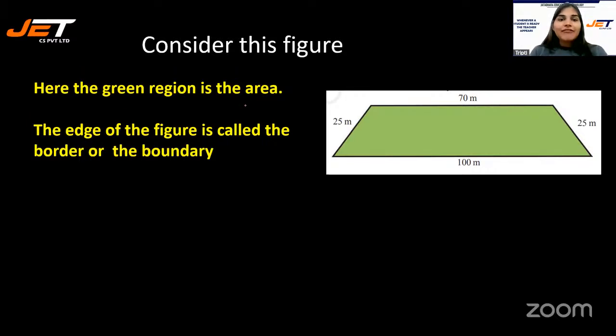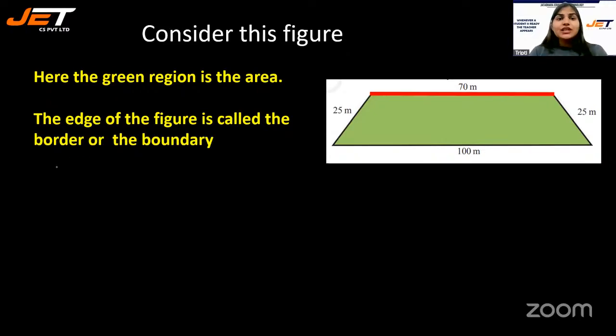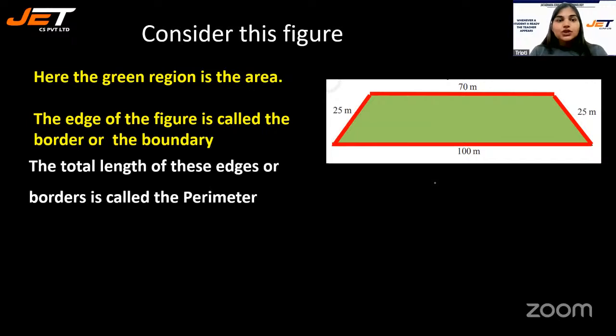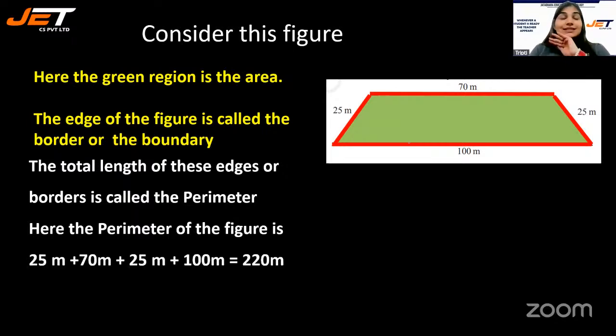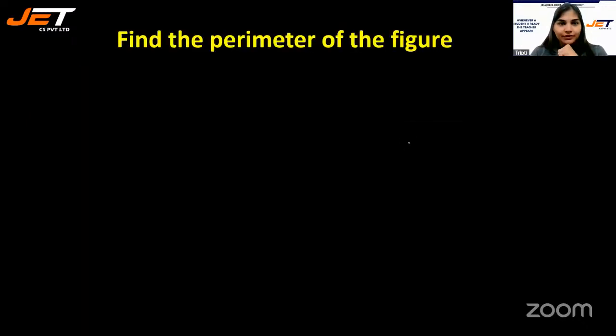Then we have the perimeter, the edge of the figure, the boundary. That you can see in red, that is the boundary. This is called the perimeter. The total length of these edges or borders is called the perimeter. The perimeter of the figure is the sum of all the sides. You just need to add all the sides one by one, and you will get the perimeter of that figure.